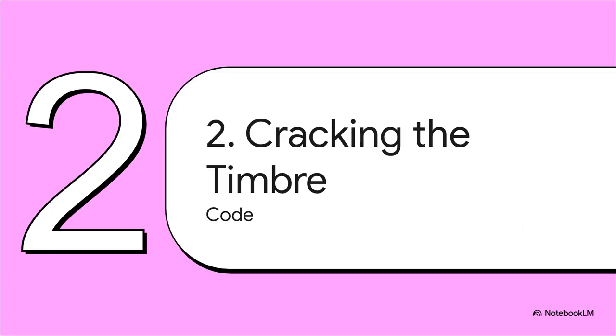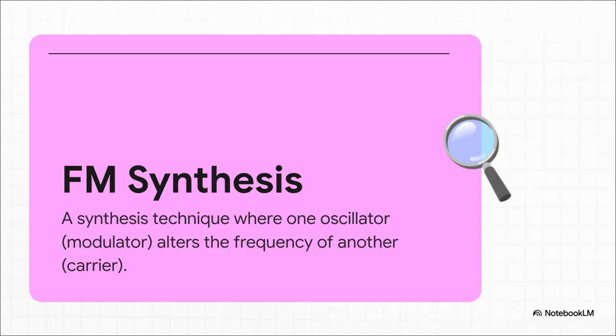But solving one problem created a new, much more subtle one. The first computer sounds were really simple, just pure tones. They didn't have that rich, complex quality of a real acoustic instrument, that unique character we call timbre. So the question became, how could they create that richness efficiently, without totally overwhelming the super primitive computers of the day? The big breakthrough for this problem came from John Chowning over at Stanford University.